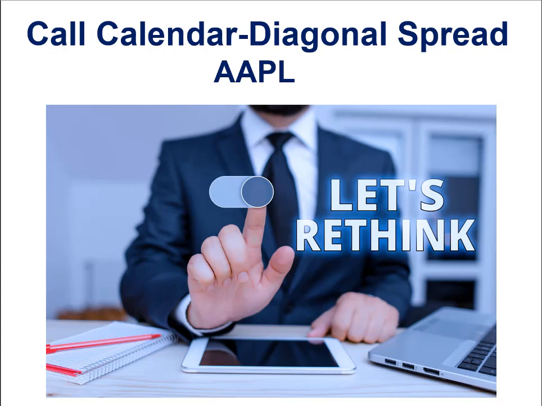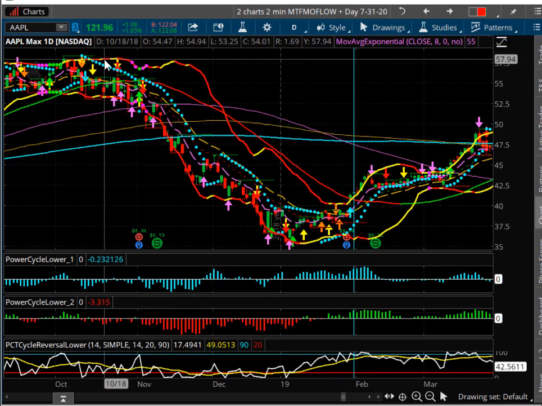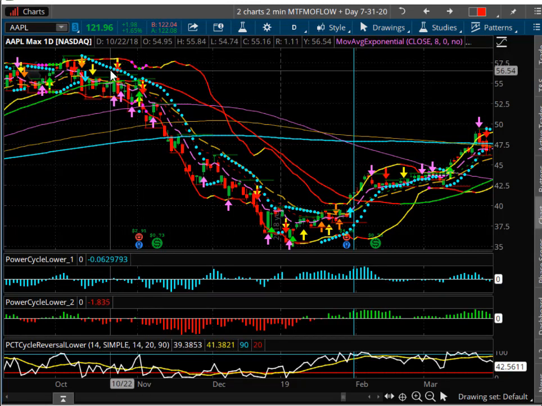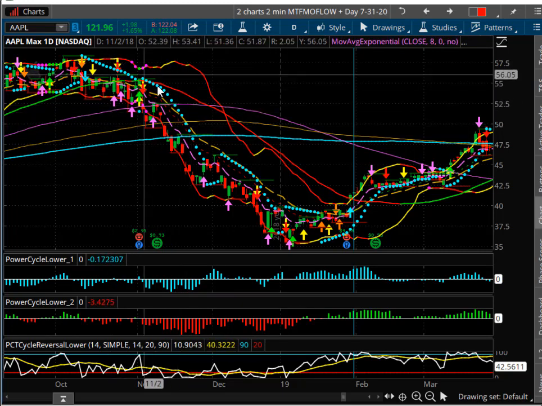I want to show you an example that we did the trade on Apple. Let me show you the trade setup, what the chart looks like, my favorite kind of pattern, and then we'll walk through this option strategy. I like the calendar diagonal when we've had a big sell-off. This is a prior sell-off on Apple back in 2018, just a massive sell-off.